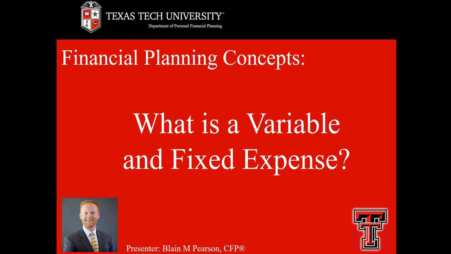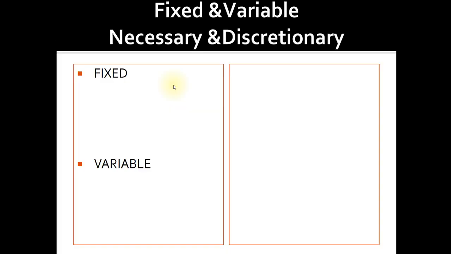In this video, we're going to look at the difference between a variable and a fixed expense. Let's begin this presentation by first defining and looking at what a variable and a fixed expense is. Now, fixed expense, think of it as the title implies. This thing is fixed. So you have an expense that is fixed, it is not changing. Whereas a variable expense is something that can change.